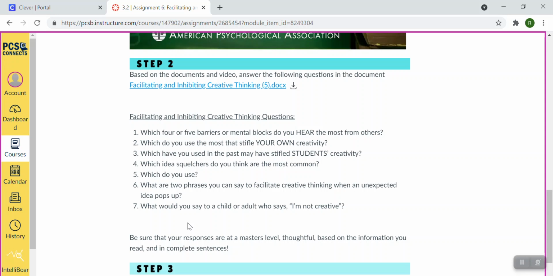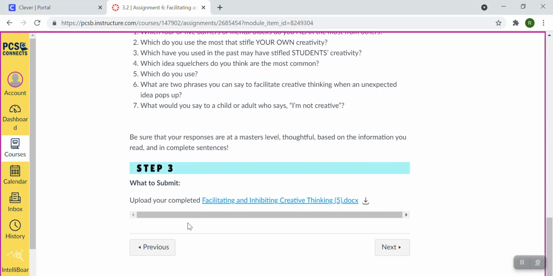And we all respond to that just a little bit differently. So again, remember, your responses need to be master's level, thoughtful, based on information you read, and in complete sentences, please. That is important. I know that question number 1 asks you to make a list. That's fine, those are phrases, but when I'm asking you for a more detailed response, please make sure that you are responding thoughtfully and in complete sentences. So then for step 3, what are you submitting? You're uploading this completed document to the best of your ability. You're submitting that for me to read, and I will give you a grade for that.